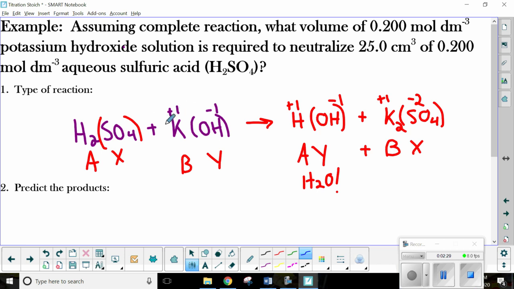I need to have 2 potassiums. And now I've got 4 hydrogens and 2 oxygens. So I'm going to put a 2 out front here. So now I know what reaction is going to occur. It's a double replacement reaction.